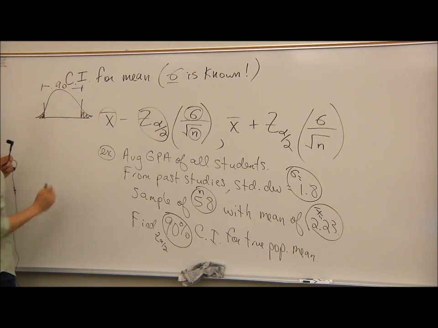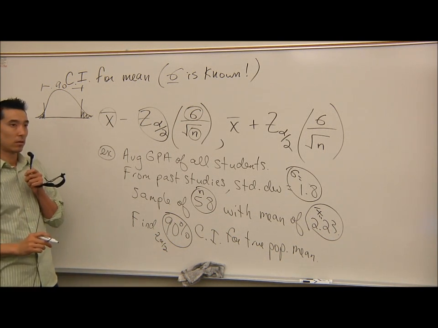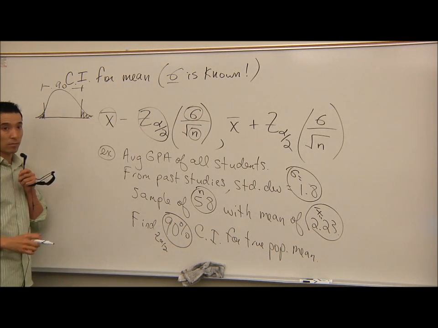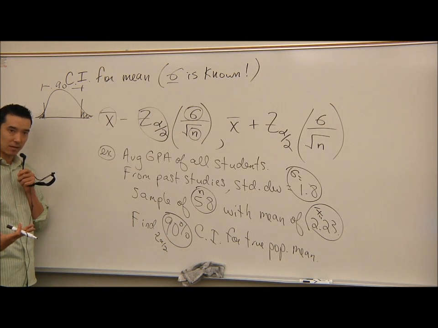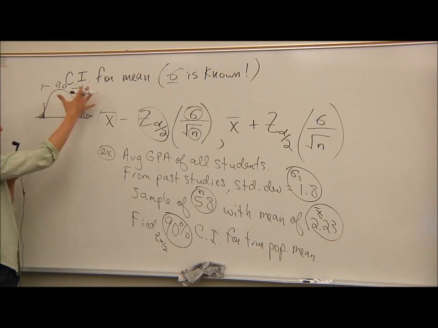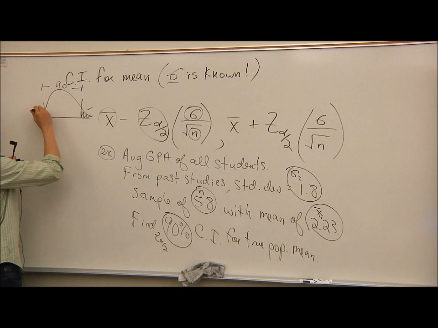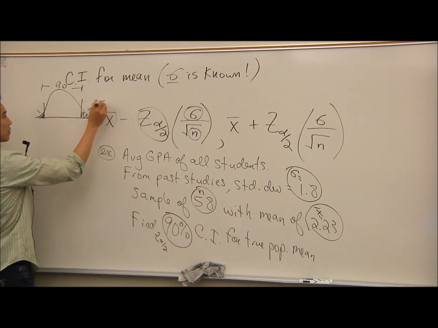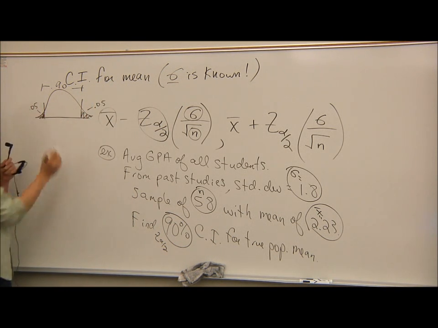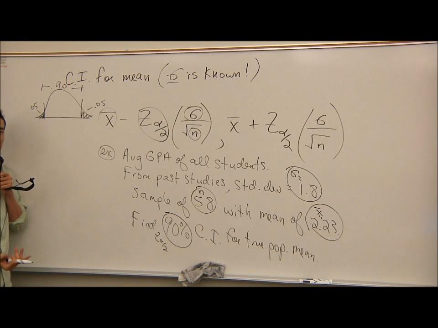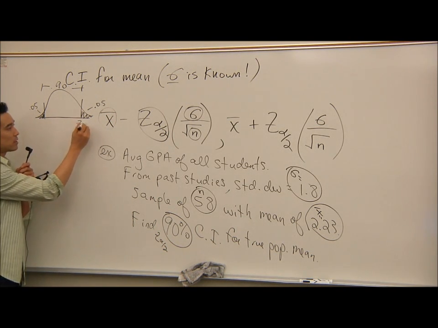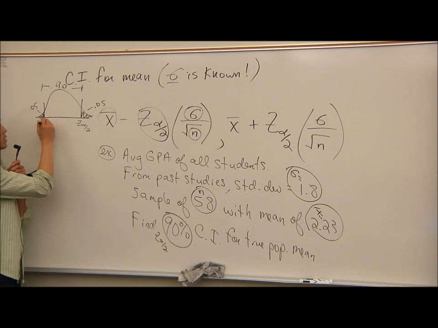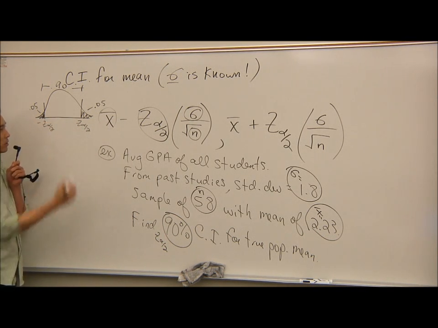So if 0.90 is in the middle, what is alpha equal to? Alpha would be 0.10, right? Because the whole thing adds up to 1, so what would be in both tails, we would have 0.05. Remember, alpha stands for the total area of the tails. Alpha over 2 would be 0.05. So this would represent z sub alpha over 2. This would represent negative z sub alpha over 2.